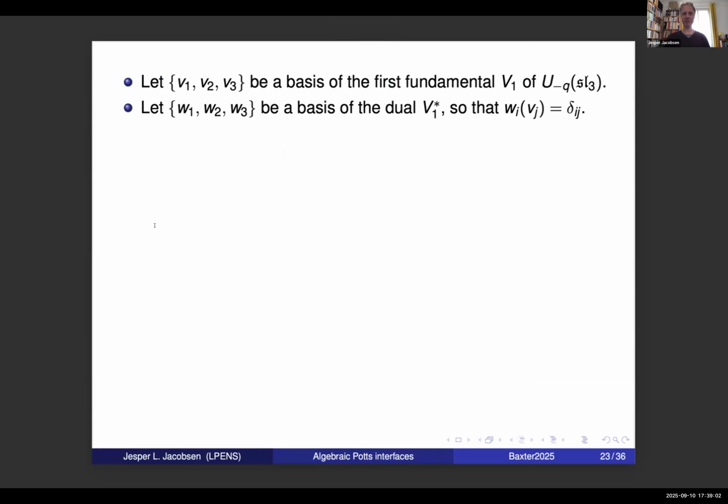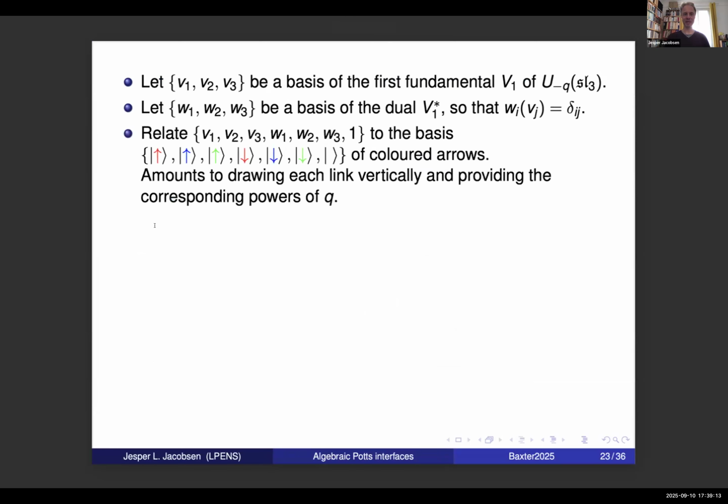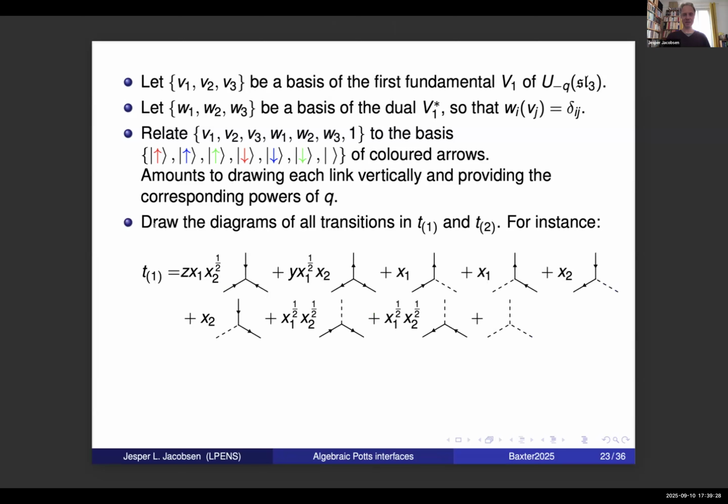So I'm going to take a basis for the first fundamental, V1, V2, V3. I'm going to take another basis for the dual, so that they are indeed dual. I'm going to relate now V1 to 3 and W1 to 3 and the number 1 to the basis of up and down going red, blue, and green arrows, or an empty arrow. And then I need for my transfer matrix, the smallest constituent part of the transfer matrix that transfers me through one vertex. I need to draw the diagrams for all transitions. So here is one example.